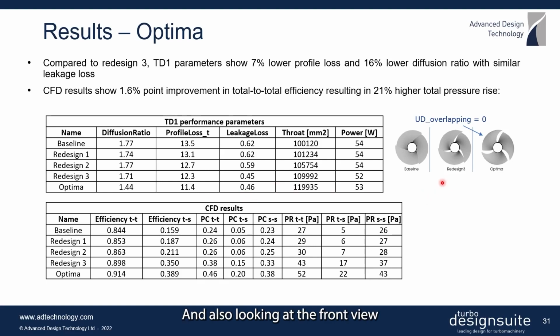And also looking at the front view of the different designs, you can see that whereas we had significant blade overlap in baseline and in redesign 3, it is completely avoided in the optimized impeller as a result of our specified constraint. And when we actually run CFD on the resulting geometry, what we find is a notable further improvement in the efficiency and also a corresponding substantial increase in the pressure rise levels.